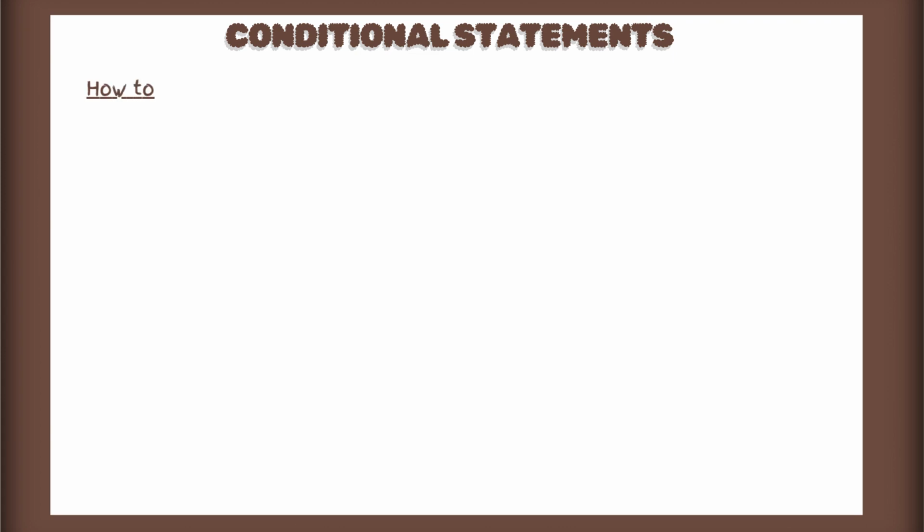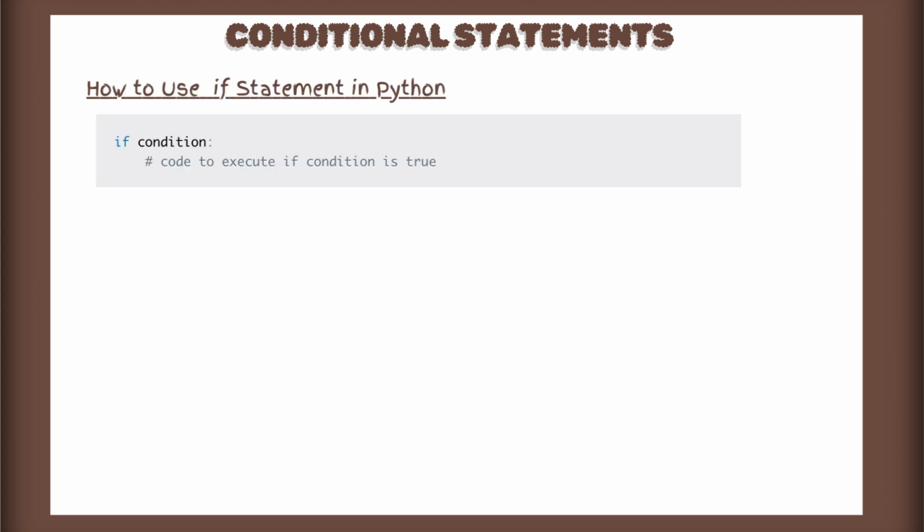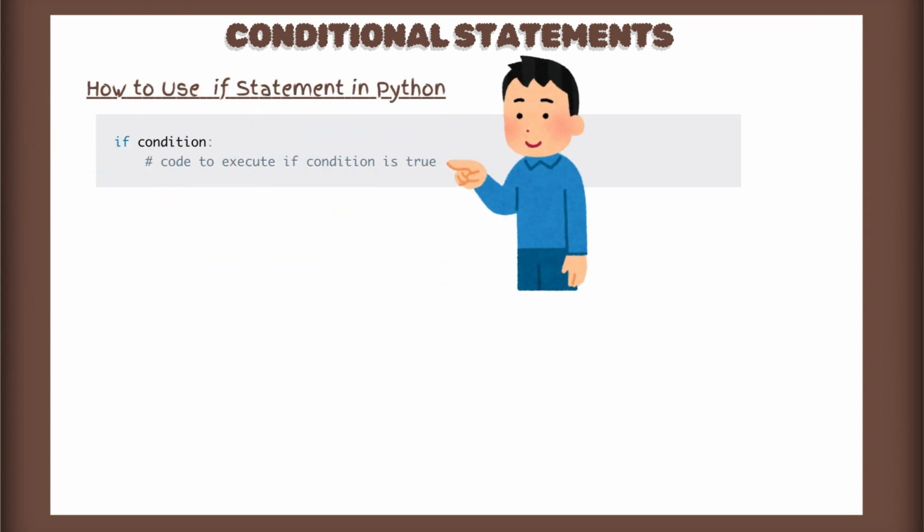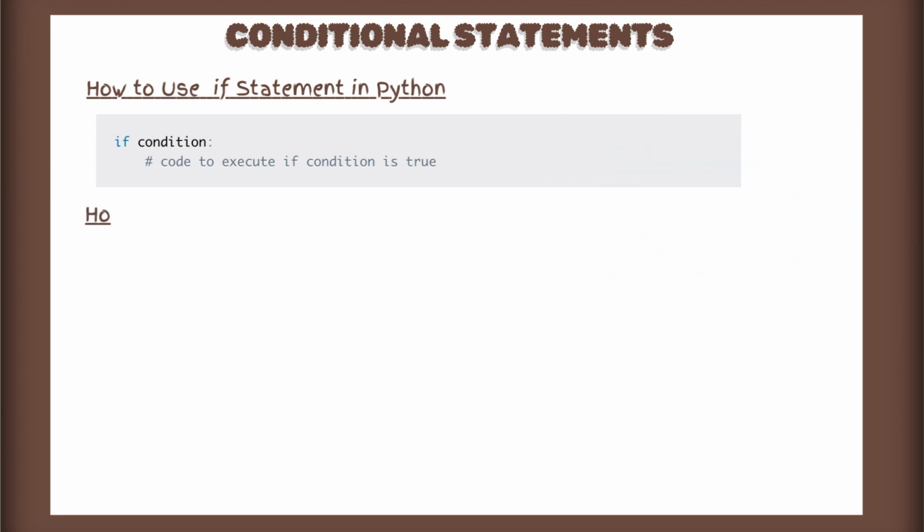The if statement allows you to execute a block of code if a certain condition is true. The condition can be any expression that evaluates to a Boolean value, true or false. If the condition is true, the code block indented below the if statement will be executed. If the condition is false, the code block will be skipped.